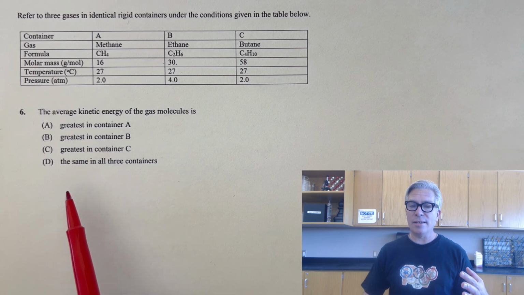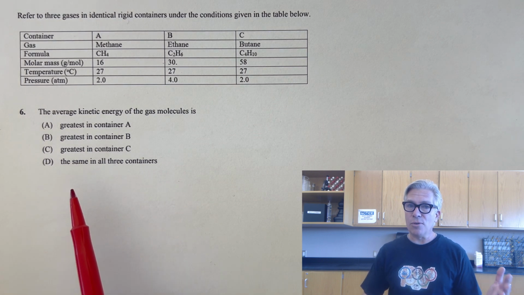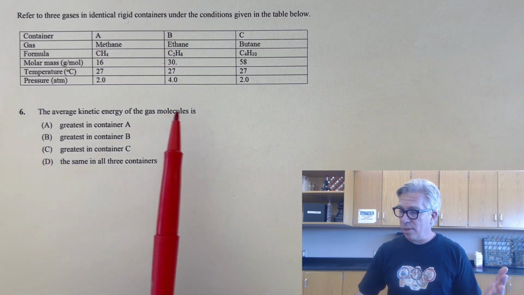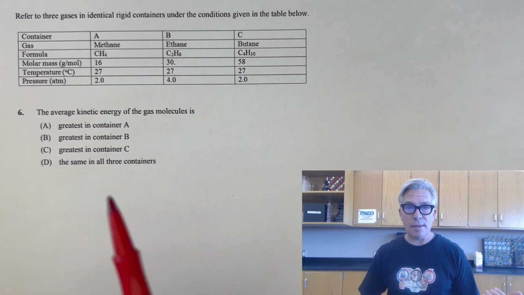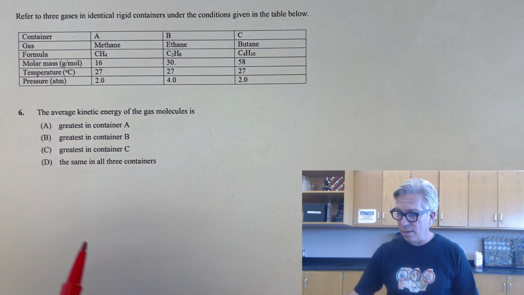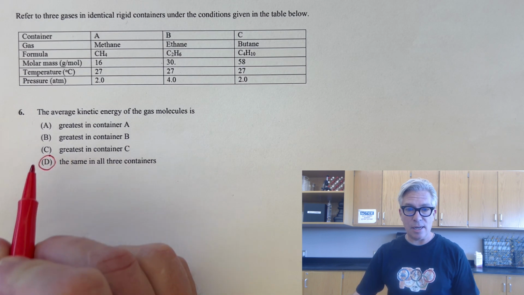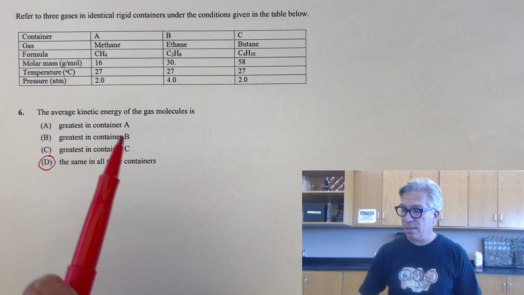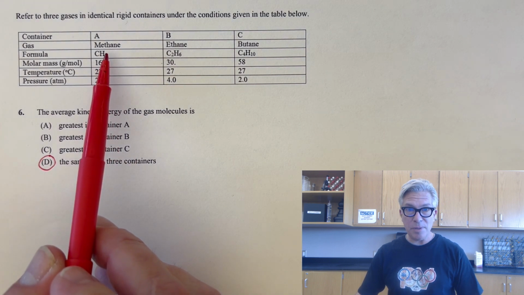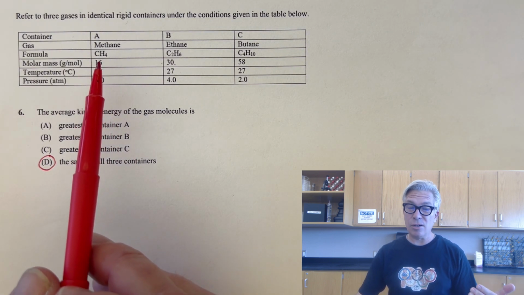And if you're starting to get the idea that this one is similar to the last one, you're right. If you look at the temperatures, they are all the same. And therefore, they're the same in all containers. They have the same kinetic energy. They won't have the same speeds. Methane will have the largest speed because it's the lightest molecule, but its kinetic energy will be the same.